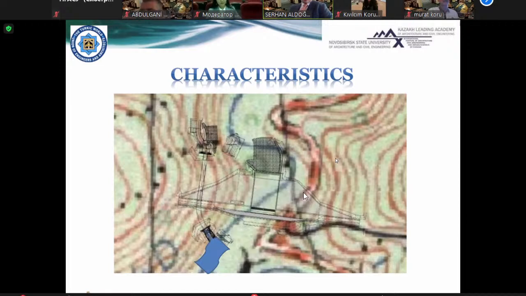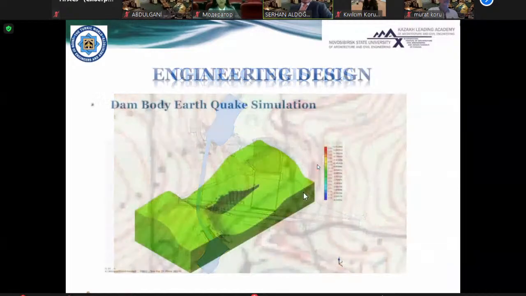Along the construction period, the water comes to here, is blocked by the upstream cover dam, and goes through the tunnel to downstream, and the downstream cover dam blocks the water from entering the site.